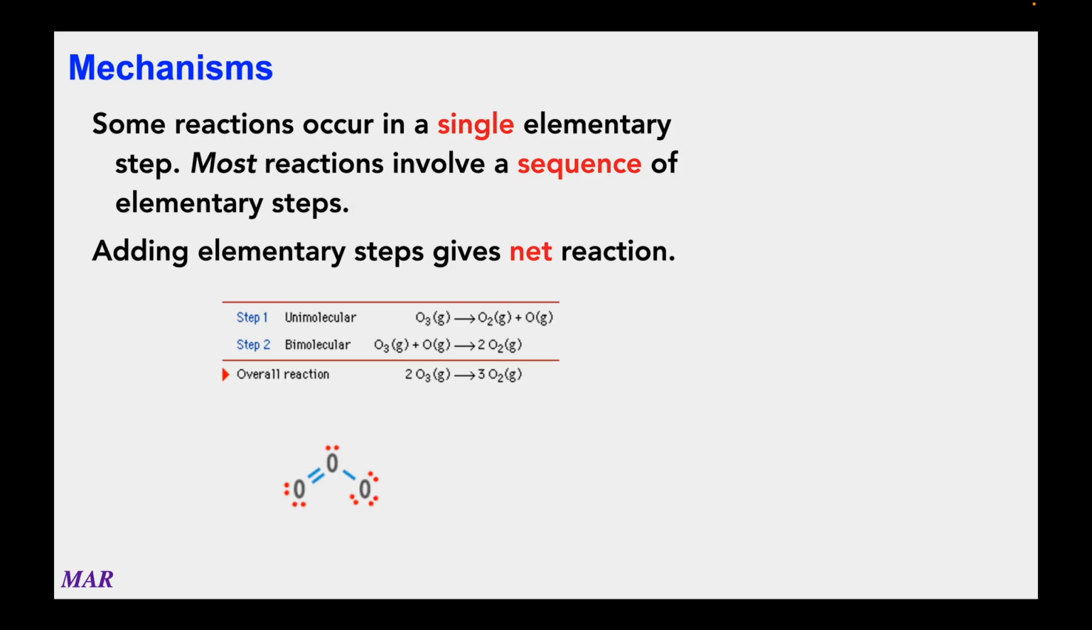Now, if you add the two elementary steps together, you can see that the oxygen atom by itself cancels out, because in the first one you had the oxygen atom as a product. The second one you had the oxygen atom as a reactant. The oxygen atom will cancel when you add them up. The overall reaction, two ozones making three oxygens. Gaseous ozone decomposes in two steps. First, one oxygen atom splits off. Next, the single oxygen atom reacts with a second ozone molecule to produce two molecules of O2. The product of the overall reaction is three O2 molecules.